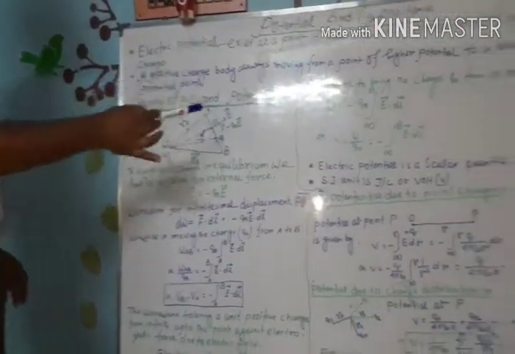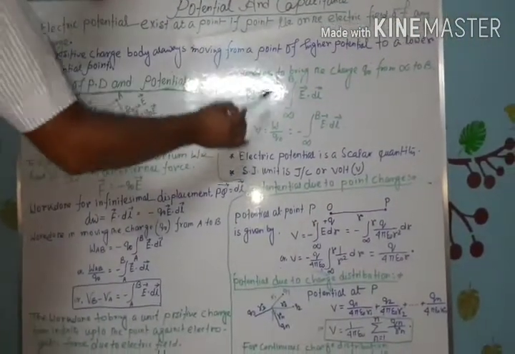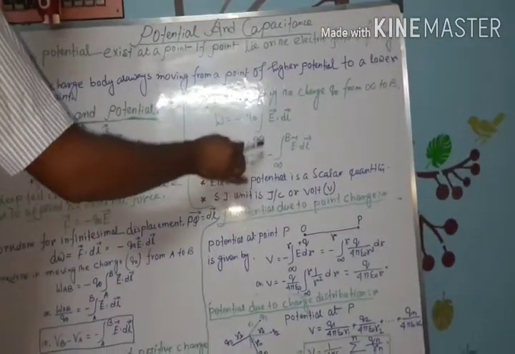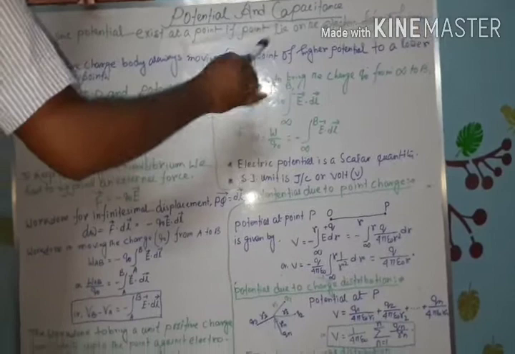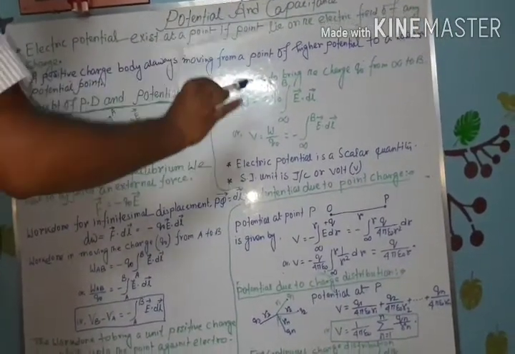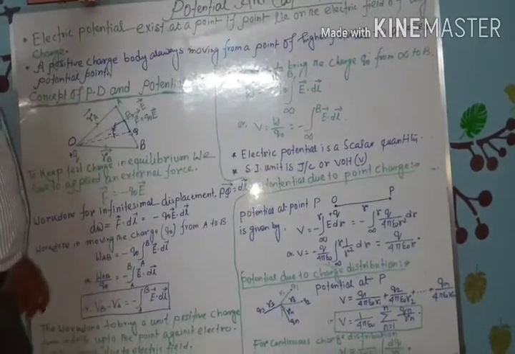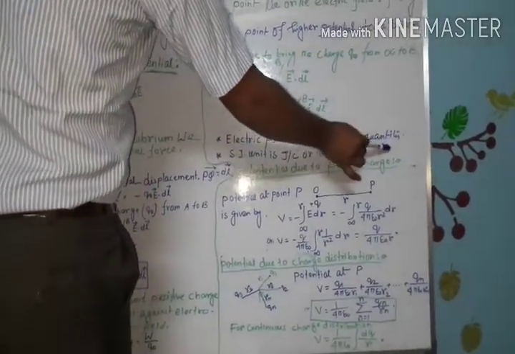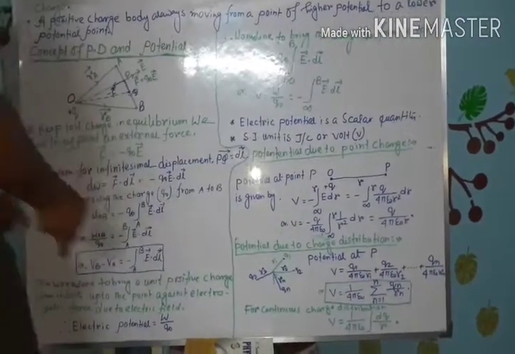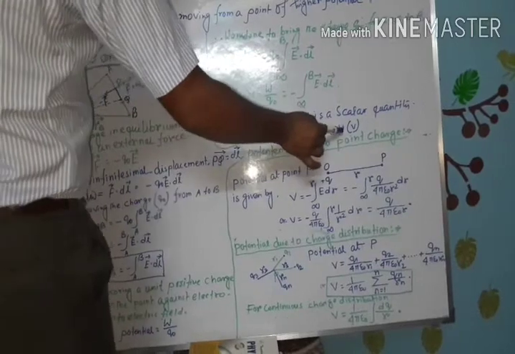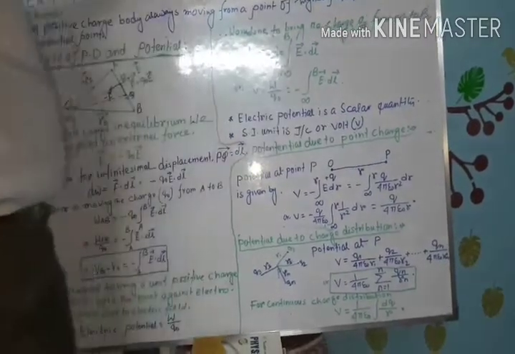So electric potential at any point can be defined as the line integral of the electric field to bring a charge from infinity to that particular point. Remember one thing, electric potential is a scalar quantity and the SI unit is joule per coulomb, which is also known as volt.